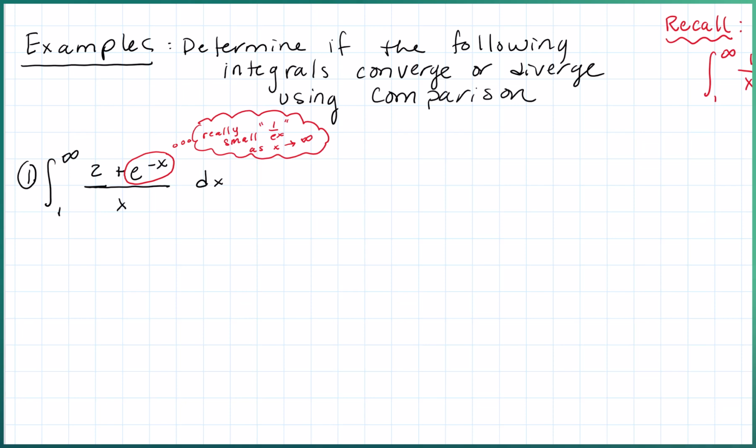So when I'm thinking about what I'm going to compare this to, I think about 2 over x, because that 1 over e to the x, or e to the negative x, gets really, really small as we approach infinity. And remember, we're approaching infinity. So the integral from 1 to infinity of 2 over x dx, if that's what I'm going to be thinking about, that's 2 times the integral from 1 to infinity of 1 over x dx.